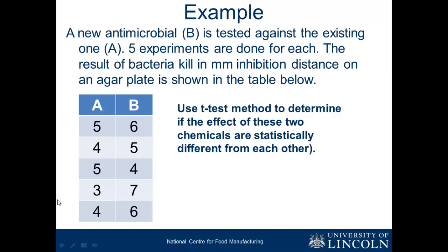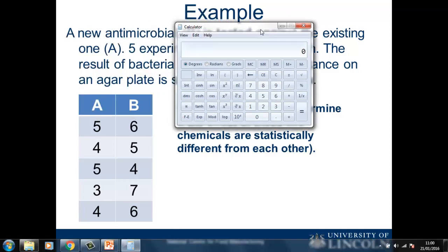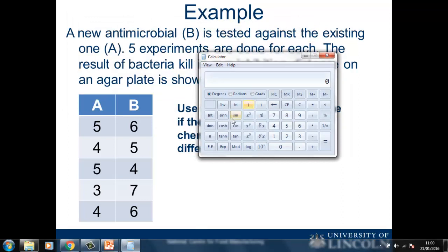If you want to calculate your mean in this problem, it is 5 plus 4 plus 5 plus 3 plus 4. So that is the summation, and that is 21. Then you have 1, 2, 3, 4, 5, so our n equals 5. So divided by 5, that is the mean for your A. You do the same thing for your B.